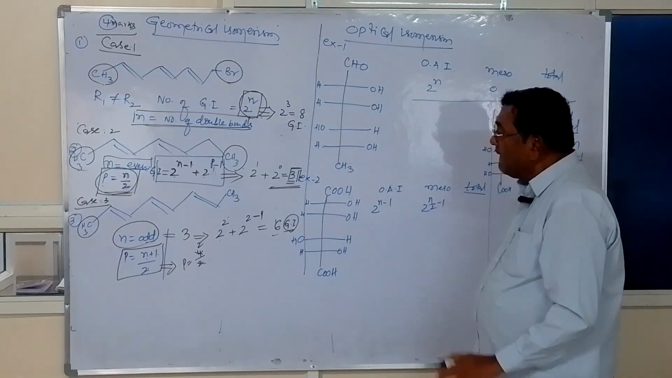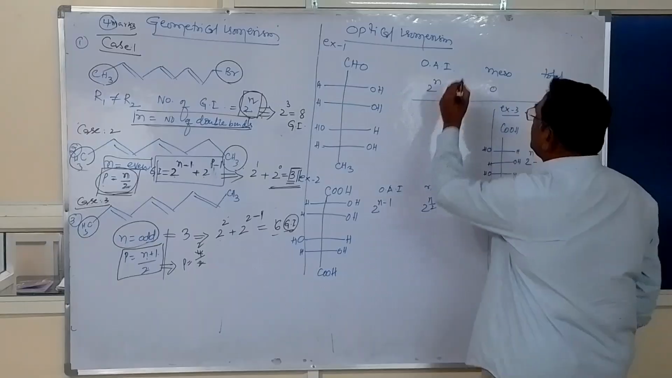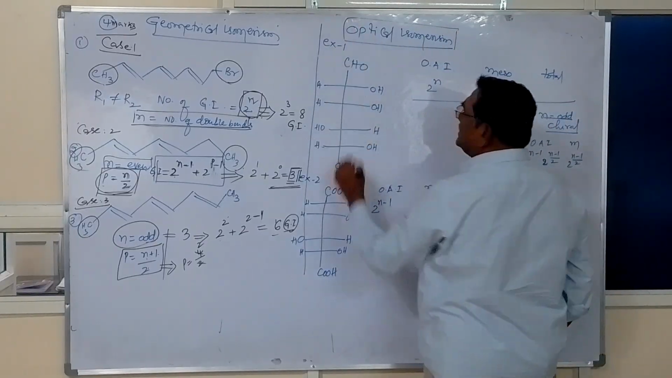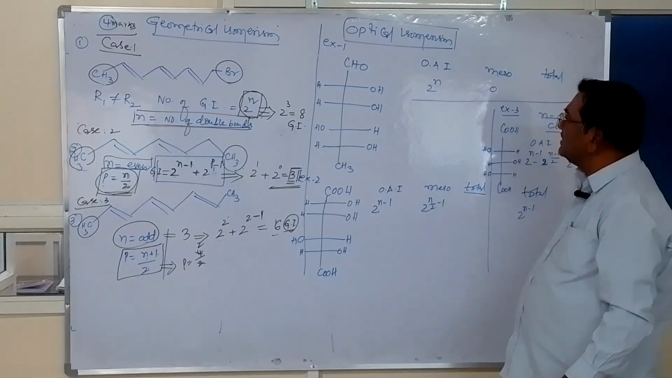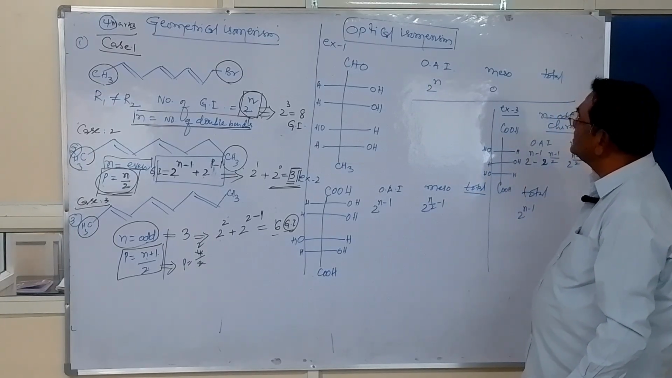Are you clear, children? After that, we will go for optical isomerism. You are all familiar with optical isomerism, children. What is that optical isomerism which we are going to see here?